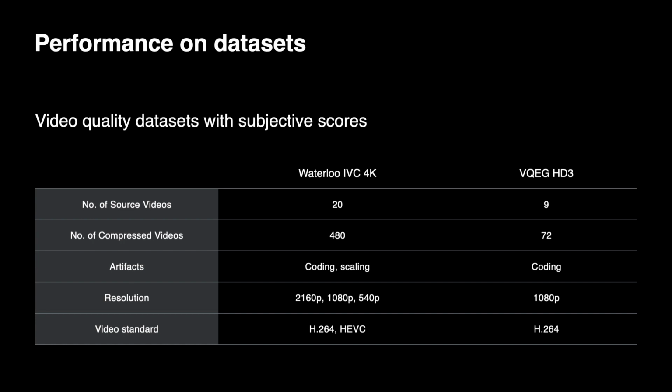The Waterloo IVC dataset includes 20 source videos and 480 compressed videos spanning both coding and scaling artifacts. It covers 3 different video resolutions and 2 different video standards. The VQuake HD3 dataset is relatively smaller. It has 9 source videos and 72 compressed videos. And these were generated using video coding at 1080p video resolution.